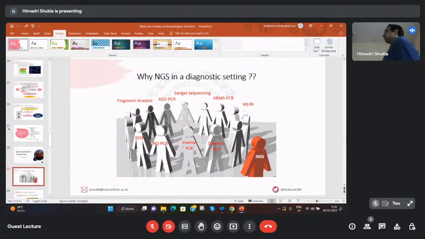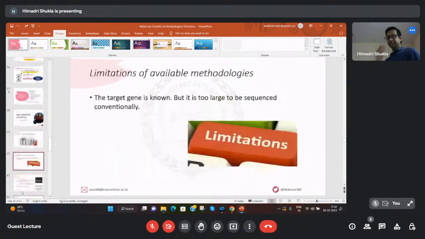And why do we need NGS in a diagnostic lab? I've shown so many other techniques that we have been seeing so far, all the PCRs, your MLPA, all your RT-PCR, RQ-PCR, etc. So where exactly does an NGS fit in a diagnostic lab? And when does a pathologist need to do a test by NGS?